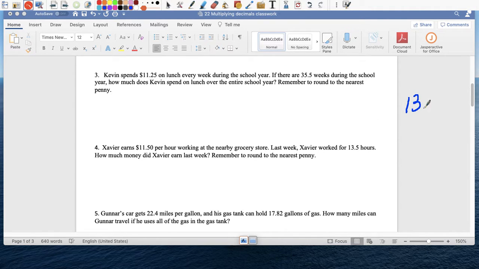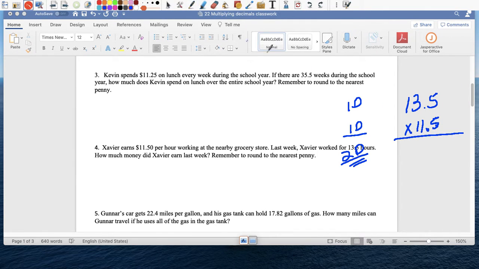Well, 13.5 times 11.50. Now, what you need to understand here is that we can take the 0 away. Después de decimal, after the decimal, right? If you have a 0 here, that can go away. So we can take that 0 away. So there's one decimal here, right? So total, my answer should have 2 decimal places. Let's multiply.